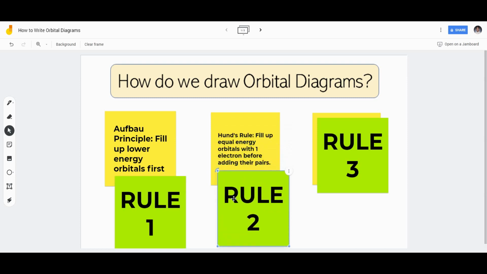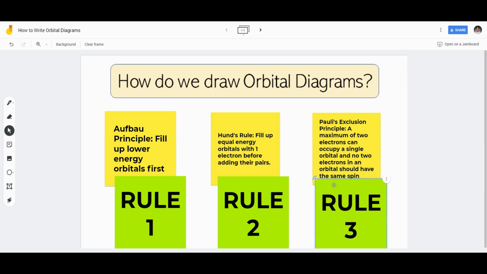Okay, so next would be the Hund's rule, and it states that you have to fill up equal energy orbitals with one electron before adding their pairs. So an example of a sublevel with equal energy orbitals is the P sublevel. You have Px, Py, and Pz. Okay, so you have to fill up first the Px, and then the Py, and then the Pz with one before you double up. So we'll see that in the next couple of examples.